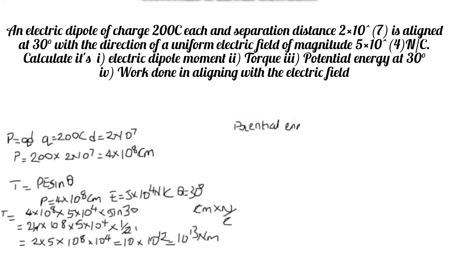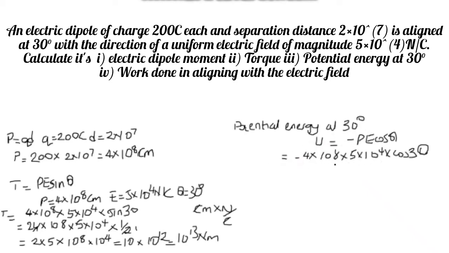Potential energy at 30 degrees. Potential energy is equal to minus PE cos theta. So it is equal to minus 4 times 10 raised power 8, that's P, times 5 times 10 raised power 4, E, times cos 30. So potential energy is equal to 1.732 times 10 raised power 13.